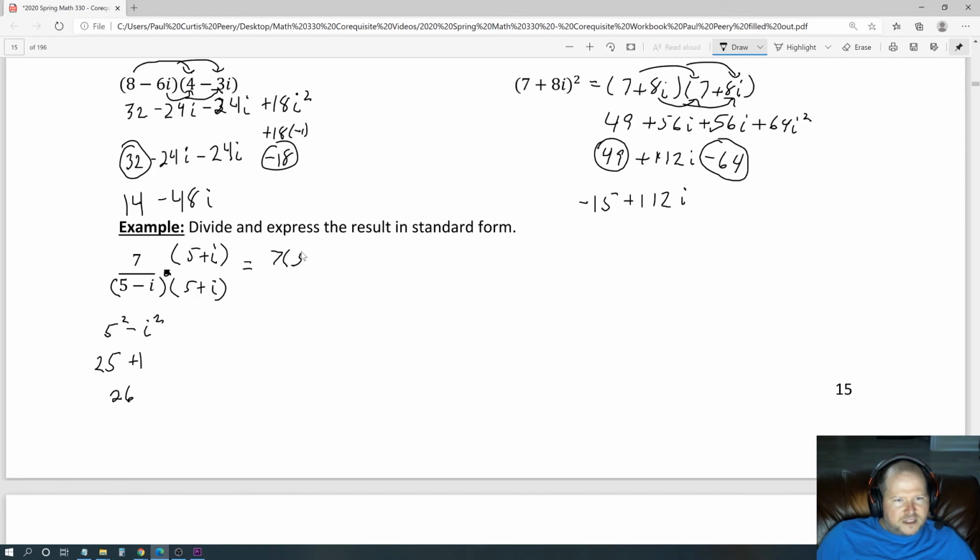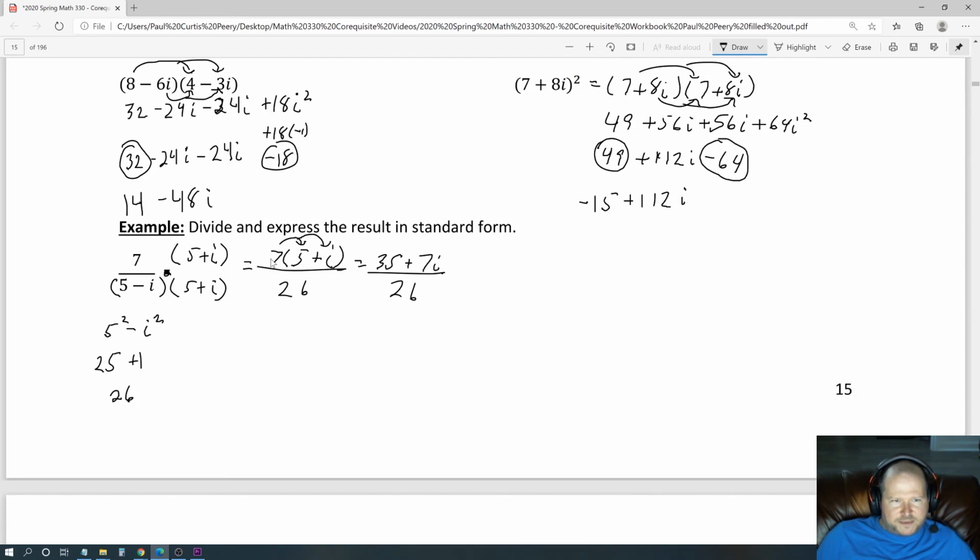You can leave this in a factored form pretty often, or you can distribute the numerator. They're both pretty good options. So I'll distribute this one. 7 times 5 is 35. 7 times i is going to be plus 7i. And we're going to put that over a 26. Doesn't look like that's going to simplify any further, so we are done.